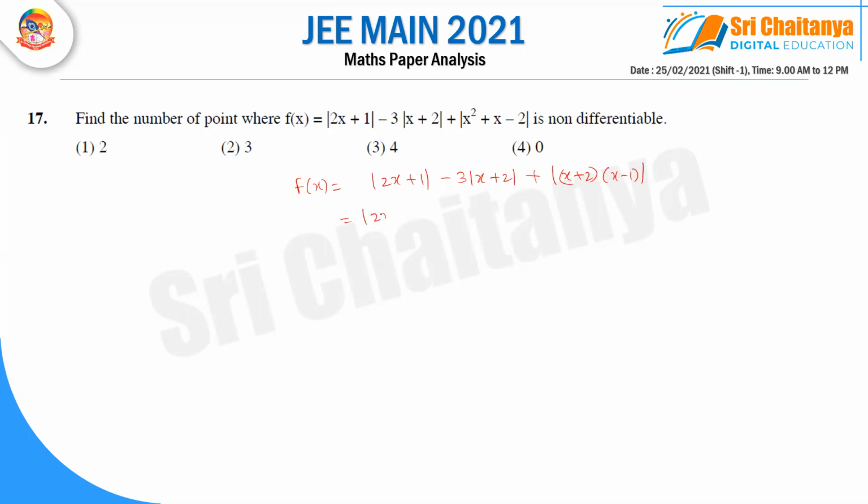So I can write this as mod 2x plus 1 minus 3 into mod x plus 2, or else let us not take common 3. Let us just take common as minus mod x plus 2. I will be getting it as 3 minus mod x minus 1. So now I want to check its points of non-differentiability. By using the normal concept, I can say x equal to minus 1 by 2 and 1 will be the points of non-differentiability for sure.